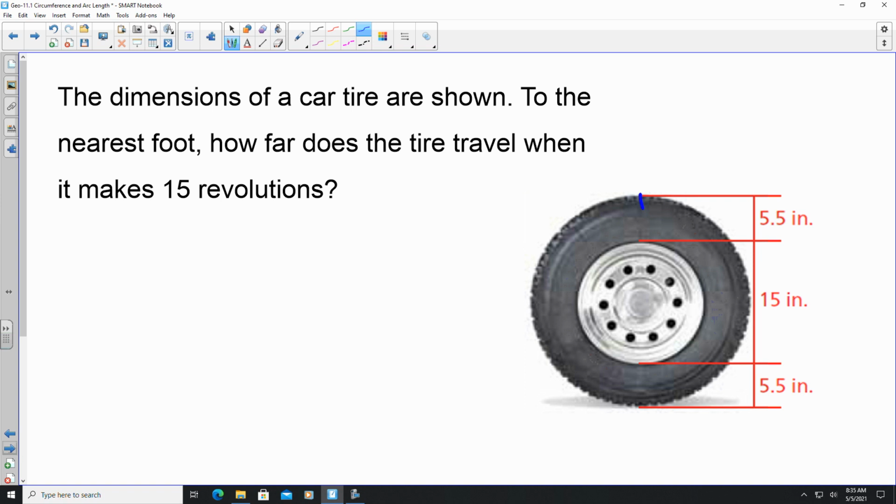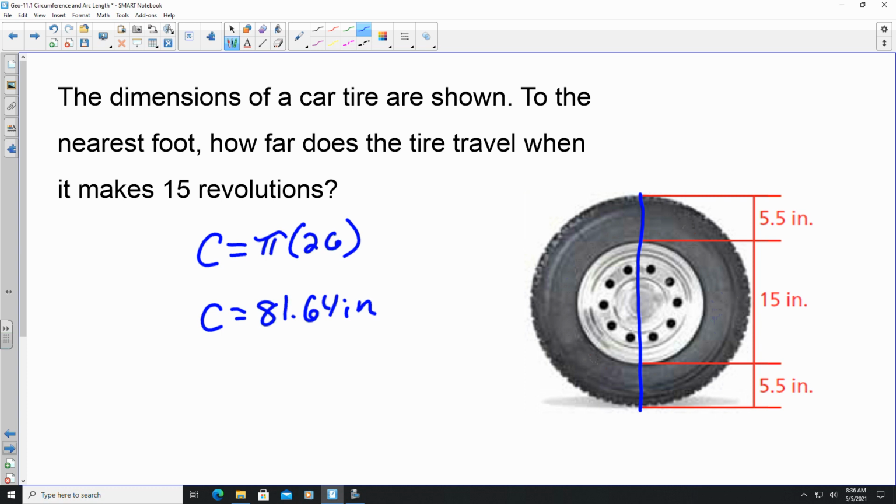I can find the diameter of this tire: 5.5 plus 15 plus 5.5, which is 26. So our circumference is going to be pi times 26. 26 times 3.14 gets us about 81.64. So that's one revolution, 81.64 inches.